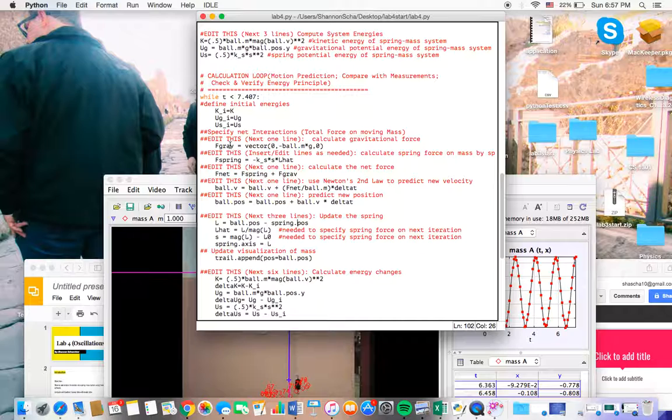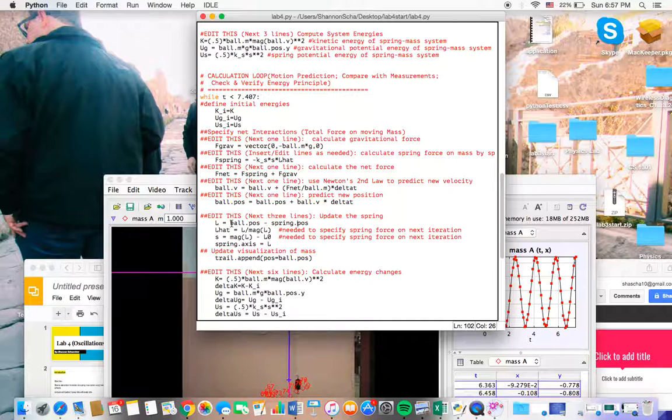Over here we have the gravitational force, which is going to be negative the ball's mass times G in the y direction, the force of the spring, which is going to be negative Ks times the compression of the spring times L hat, and F net, which is just the sum of these two forces. Then we have the ball's velocity formula and the ball's new position formula. They're going to give us the new points in our calculated model using the F net we just found above.